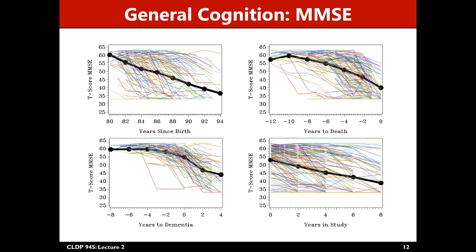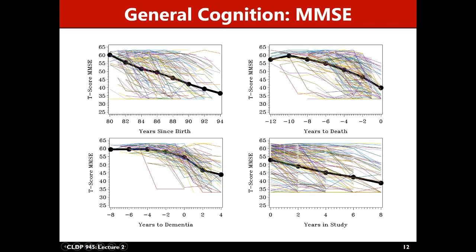And I have some code that shows you how I made these pictures, but I did so in SAS. And the heavy black line in each of these pictures shows the sample mean that's estimated from a saturated means model, and the individual trajectories then are for different people. And the x-axis is each of the different time metrics that we could possibly fit to the same data. So this is the mini mental status exam. We have years since birth on the top left, which is age.